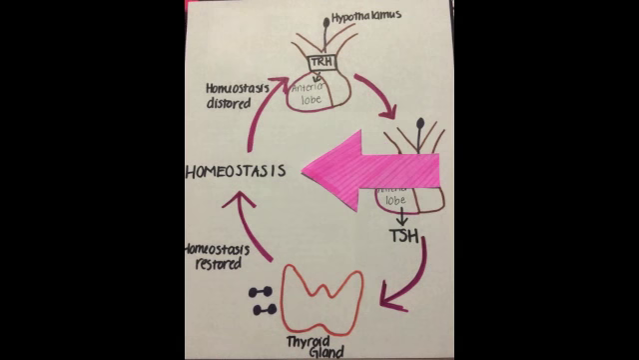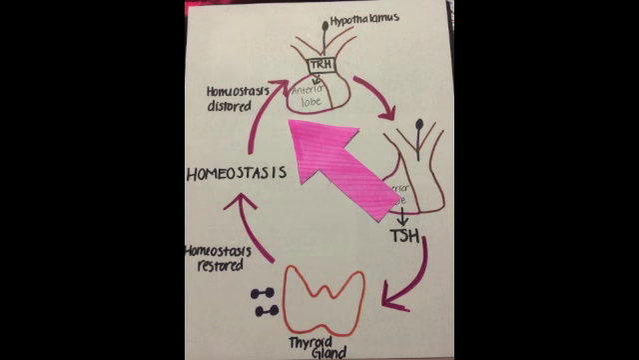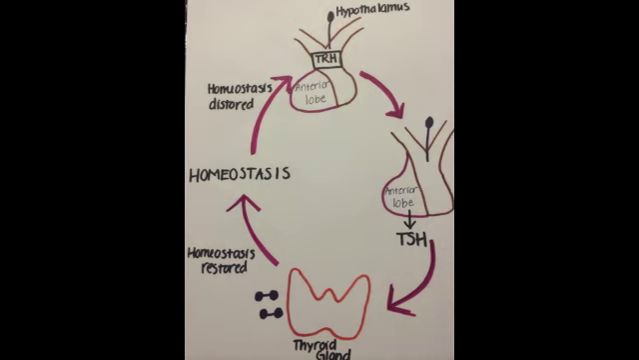T4 enters the bloodstream, causing the body to reach homeostasis. Once homeostasis has been reached, T4 then feeds back into the pituitary and the hypothalamus and reduces the release of TRH and TSH.